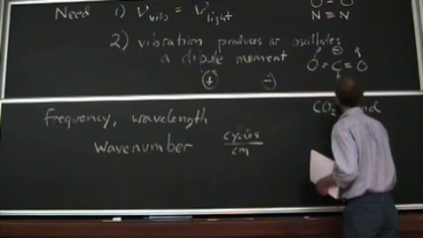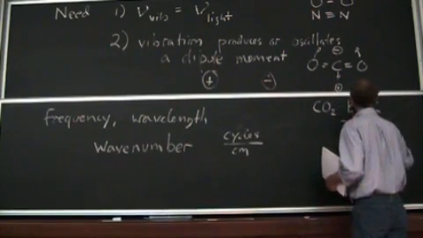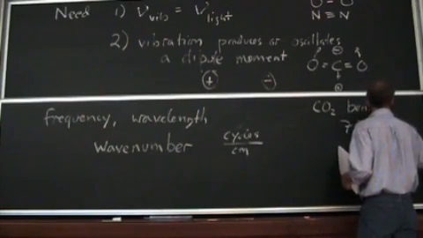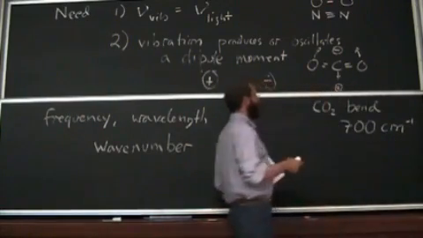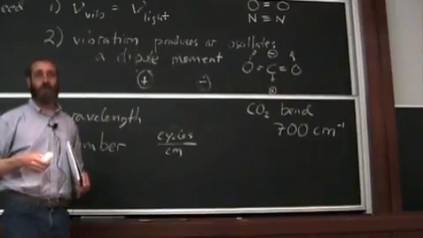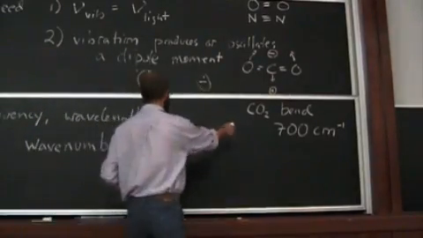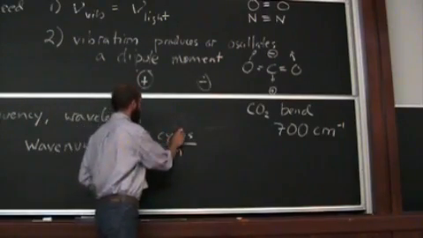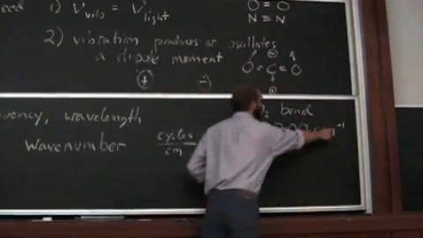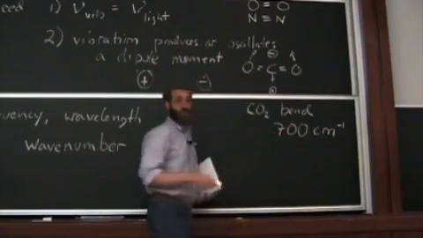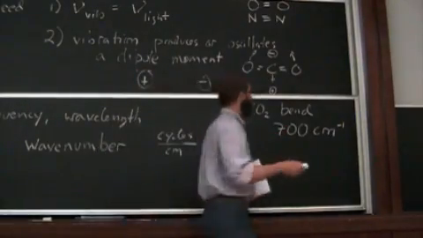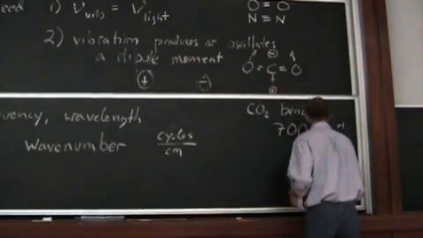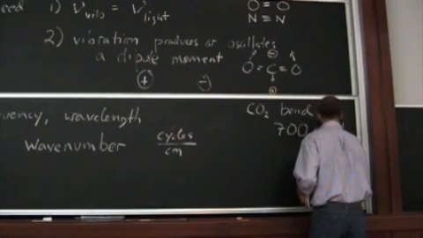takes place at a wave number of about 700 cycles per centimeter, or I've done the sort of abbreviated thing of leaving out the cycles and just writing centimeters to the -1, which just means 1 over centimeters. So this is equal to cycles per centimeter.